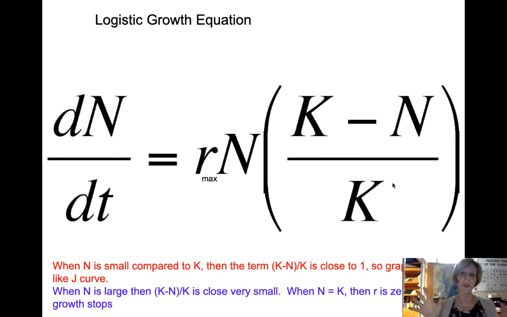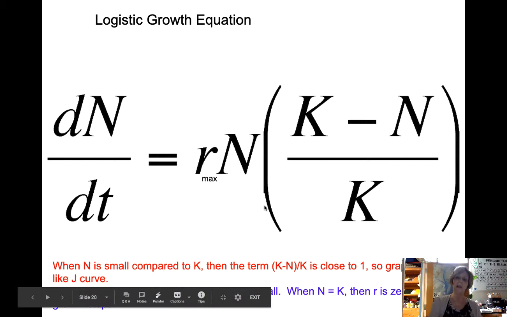So now I want you to just look at what's going to happen when N is two different sizes, okay? So again, you're not going to have to memorize this equation. You're going to have this equation every time, all right? But you need to know what happens when N is little and what happens when N is big, okay? When N is small compared to K, then K over K is 1. And so basically you get to ignore this whole part and it looks exponential. So in other words, this is the beginning of the logistic growth curve. When N is small, it looks like the beginning of a J.